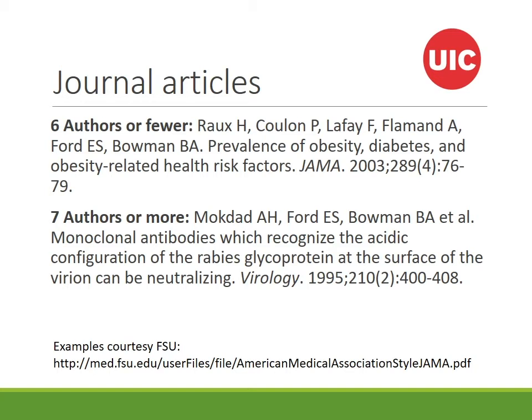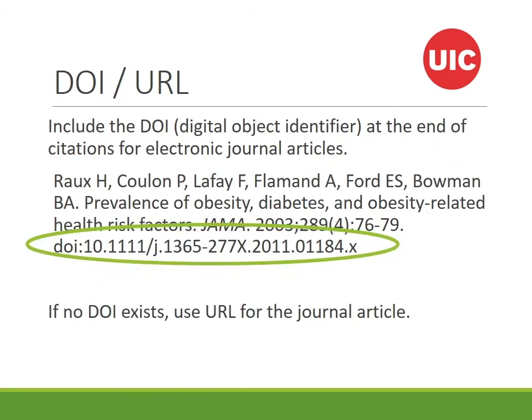If your article has 7 or more authors, just list the first 3 names and then write et al. The DOI, or Digital Object Identifier, is a string of characters that always starts with 1, 0, and a decimal point. It's like a social security number for a document. It will always refer to that document that you're citing and no other.